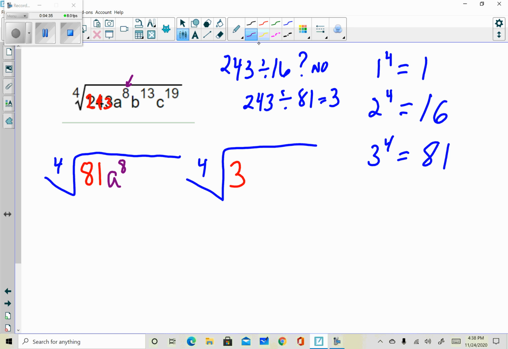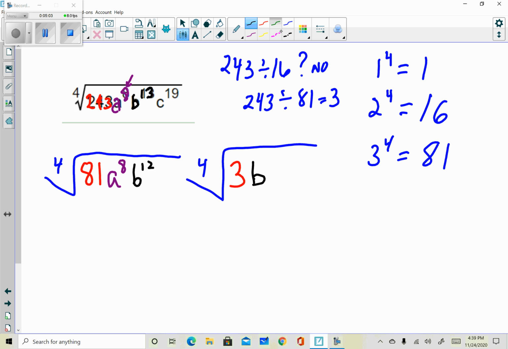For the b to the 13th, I say, is 13 divisible by 4? Since it's not, I count down to 12. So from 13, I go to 12. 12 is divisible by 4. So I put b to the 12th here, and the leftover goes over here.